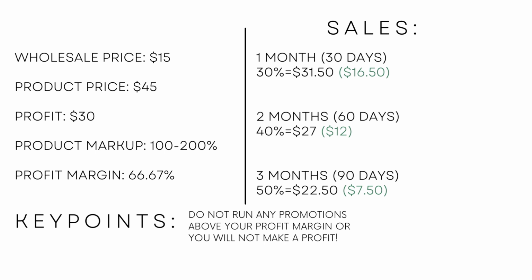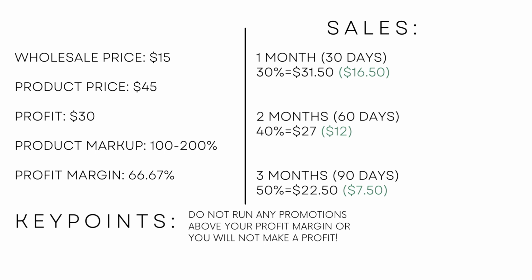So after 30 days, 1 month, if a product is still there, not moving, I will mark it down 30%. Doing that, I'll make $16.50 on my product by changing my numbers here. After 2 months, I go to 40% after 60 days. And the way you find this is you take your product price and you just subtract 30%. So let me show you guys real quick.